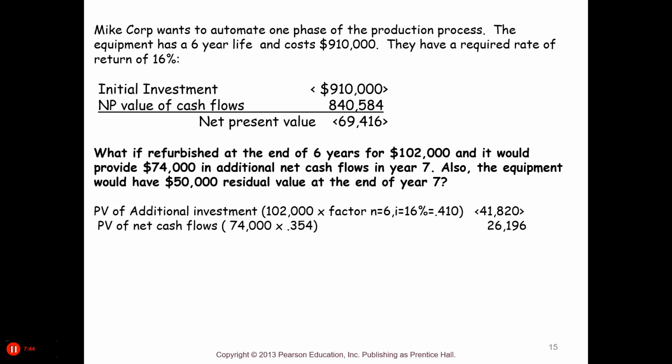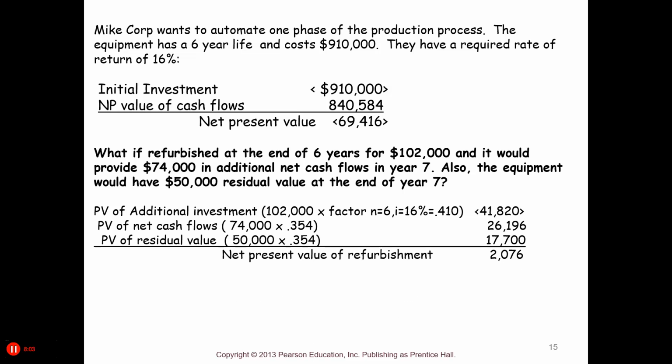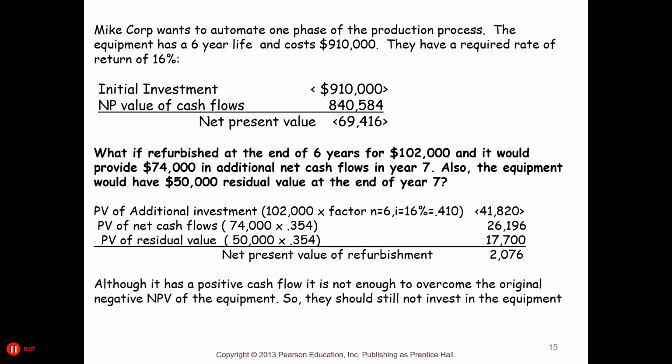And then the present value of the income we're going to get at the end of 7 years, along with the residual value. We're going to go to the present value table for 7 periods, 16%. And it tells us it has a positive, but it still does not overcome the net present value from the original calculation, so we would not do this project.